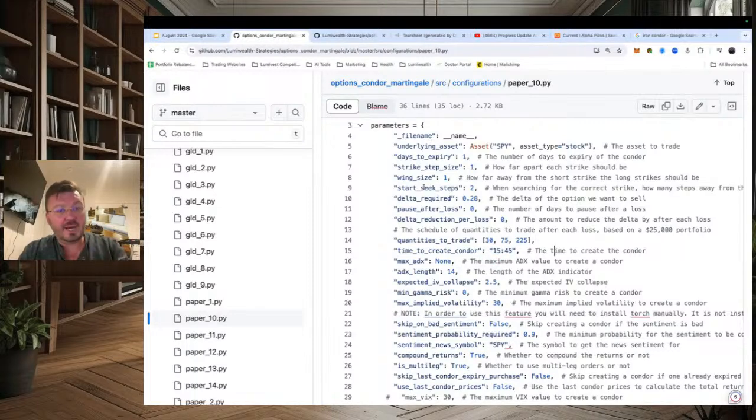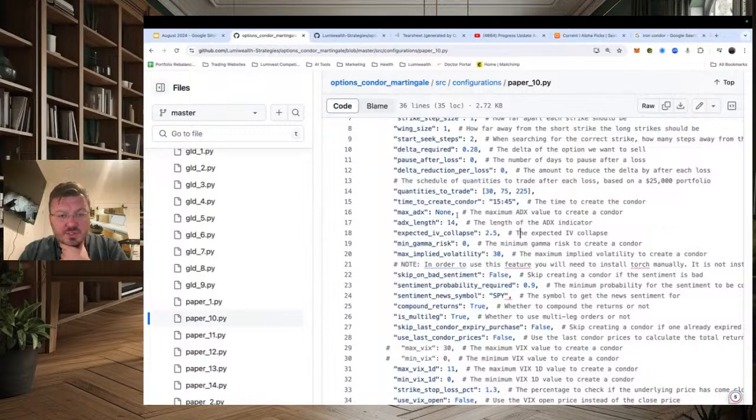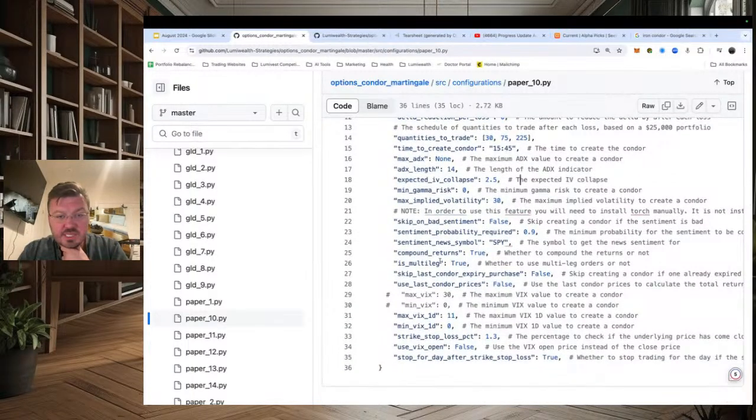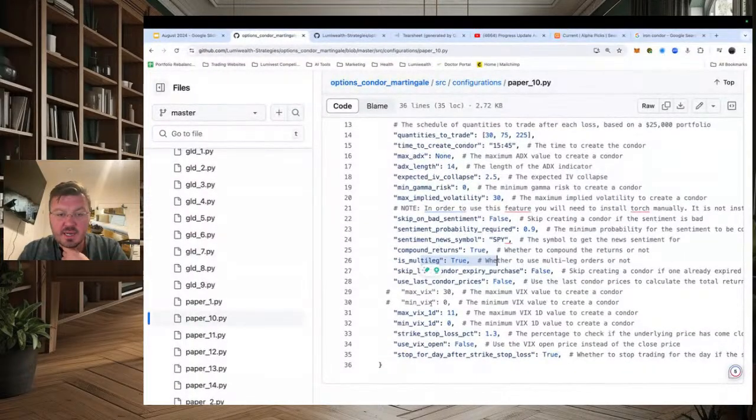Every day, it buys one that expires a day out, right? A lot of these are turned off here. We turn off a bunch of those settings. We use multi-leg orders to trade it. And then this one in particular is looking at the VIX. So it's looking at that VIX 1-day index. If it's over 11, it does not trade. If it's 11 or less, it will trade. So it's quite conservative in that manner.